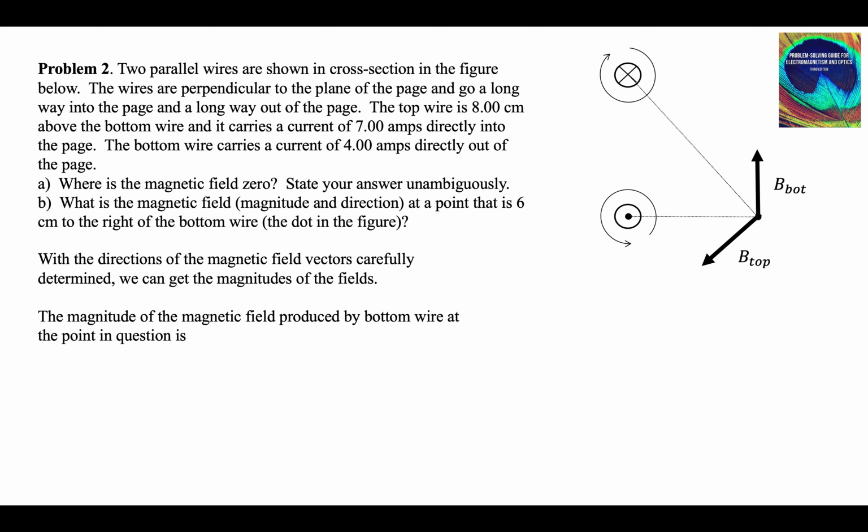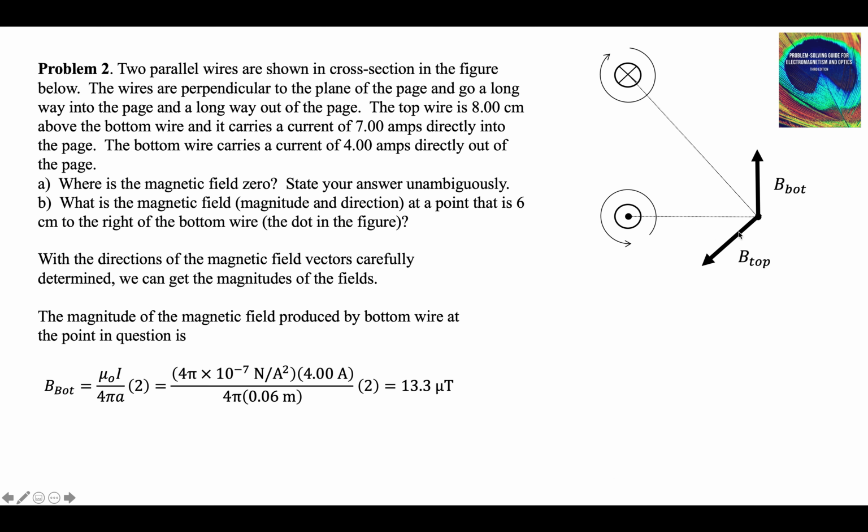Now we can get the magnitudes. How long are these vectors? The magnetic field from the bottom wire is mu naught I over 4 pi a times 2, because it's double infinite. The distance is given as 6 centimeters, converting that to meters. Crunching the numbers, we get 13.3 microtesla. That's the length of this vector right here.